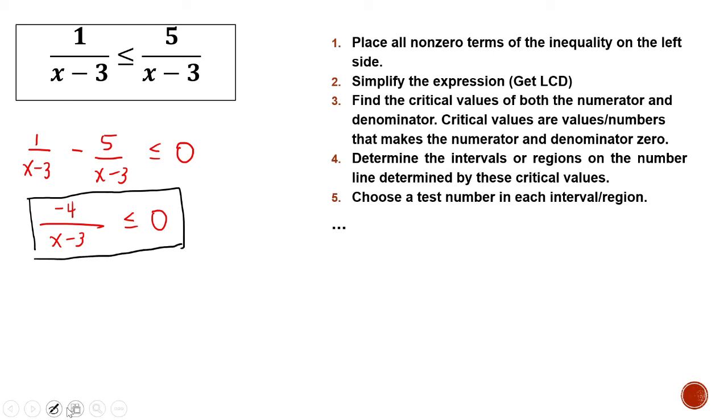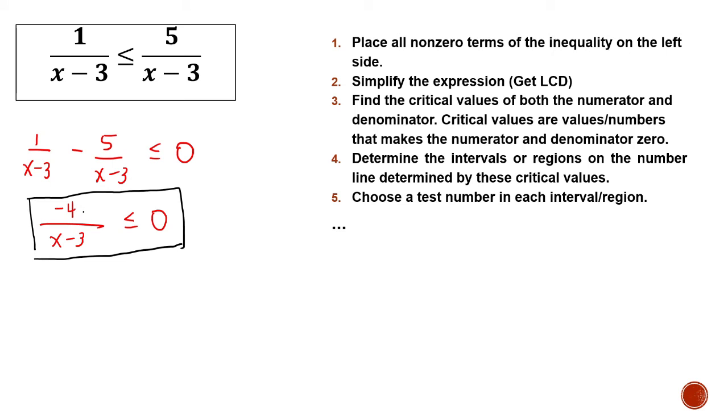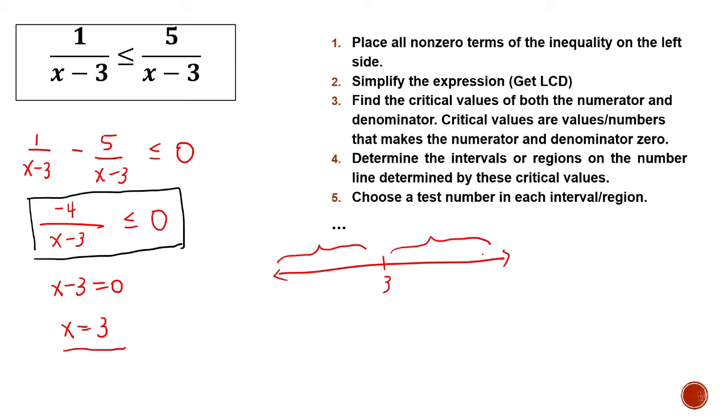After simplifying the rational inequality, we find the critical values. How do we find the critical values? We equate the numerator and the denominator to 0. But since in the denominator we have negative 4 and there is no variable, there is no sense in equating that to 0. So let's leave the numerator, get the denominator, and equate it to 0. And so the critical value is positive 3. After getting the critical value, we draw the number line, we locate that number, and we test the numbers from this region and from this region so that we're going to see if they are included in the solution set.